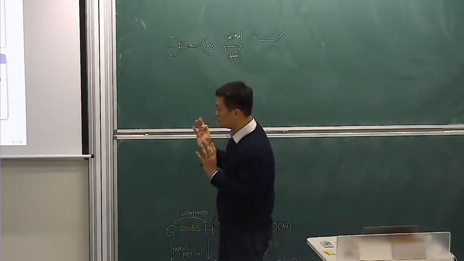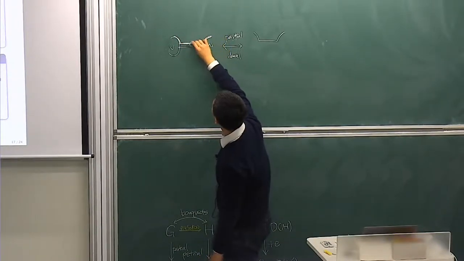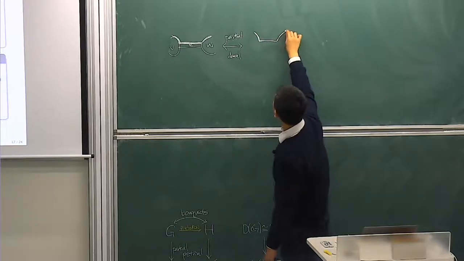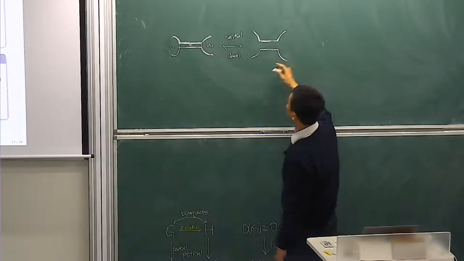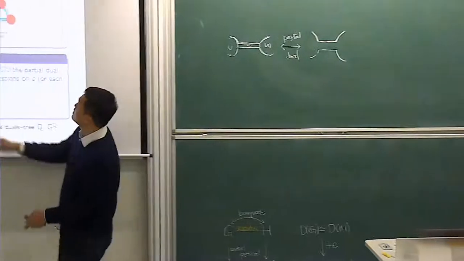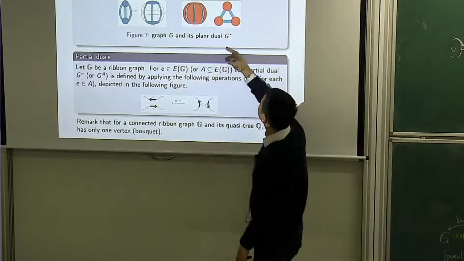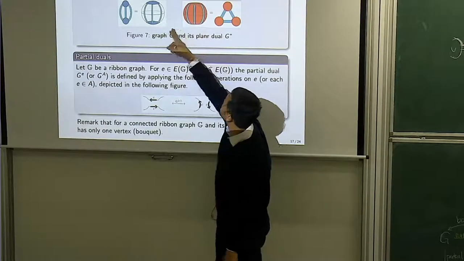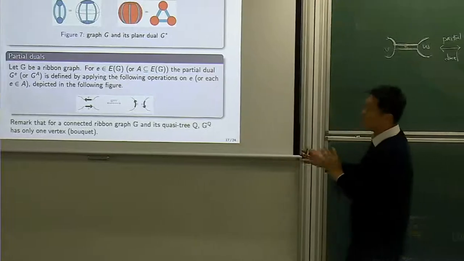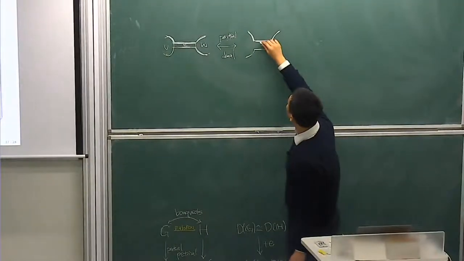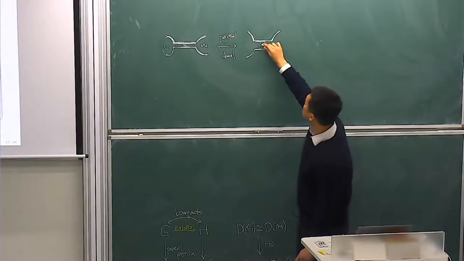As we consider a face to be a new vertex, we consider this boundary to be a new vertex. So this one is a new vertex, and this one will give a new vertex too. This edge right here used to connect the vertices up and down. But in this one, it is the same edge, but now it connects the two vertices on the left and the right, so they are perpendicular to each other. So I draw an edge like this. This is an operation called partial dual.